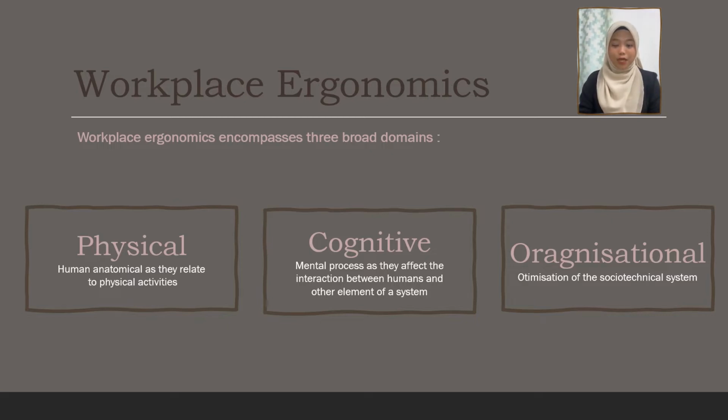Next is cognitive. This is concerned with mental processes such as perception, reasoning, memory, and motor response as they affect the interaction between humans and other elements of a system. Last one is organizational. It can be defined as concerned with the optimization of the socio-technical system, including organizational structure, policies, and processes. The relevant topics can be communication, work design, design of working times, teamwork, new work paradigm, and virtual organization.